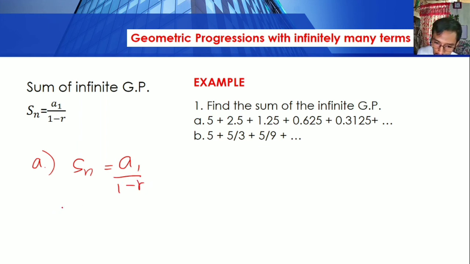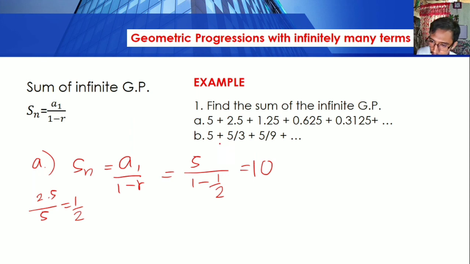So, let's kunin muna natin yung common ratio nila. So, 2.5 over 5. So, this is 1/2. So, substituting, A1 is 5 over 1 minus R, 1 minus 1/2. So, S sub n natin is equal to 10.